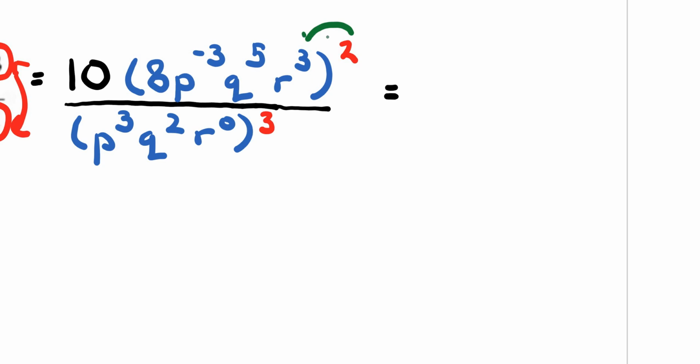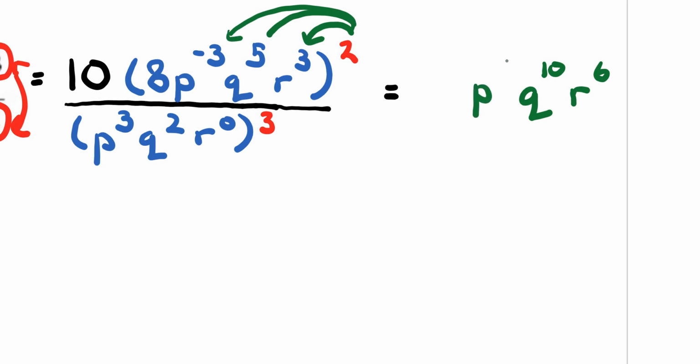So let's go backwards here, right? So that's going to be 3 times 2, which is r to the 6. All right, 2 times 5 is 10, so that's going to be q to the power of 10. And now I have 2 times negative 3, which is p to the power of negative 6. Okay, and then we have our 10, which is hanging around as a leading coefficient.